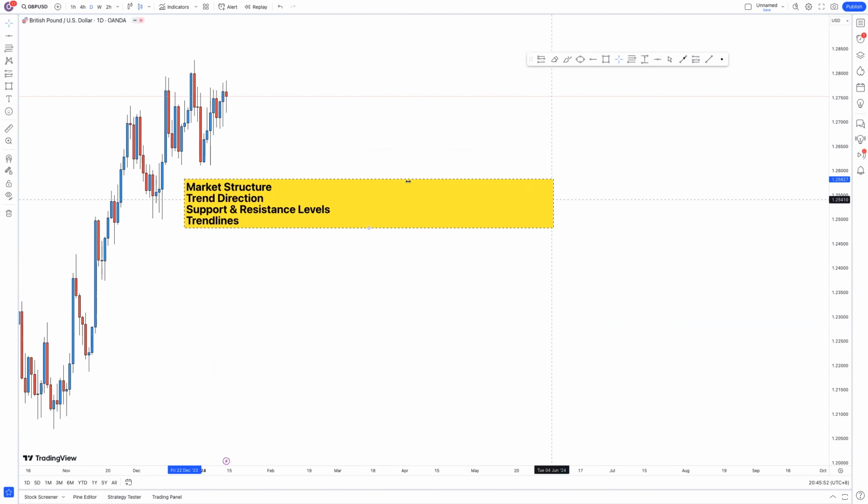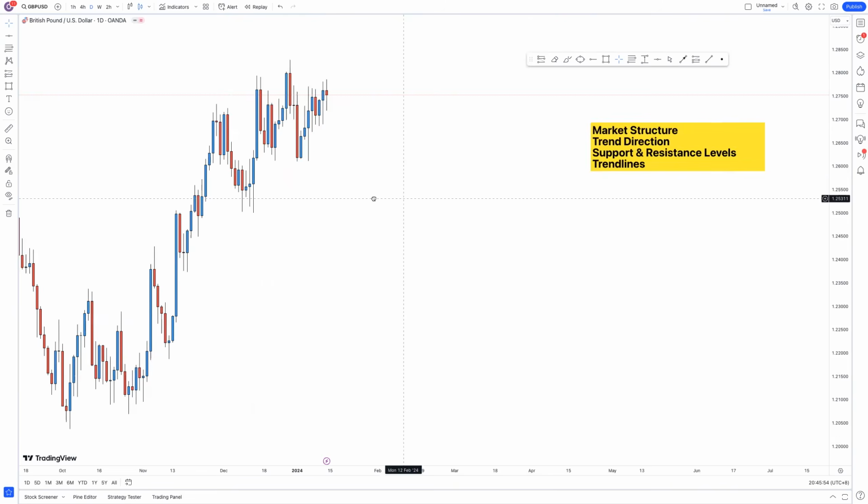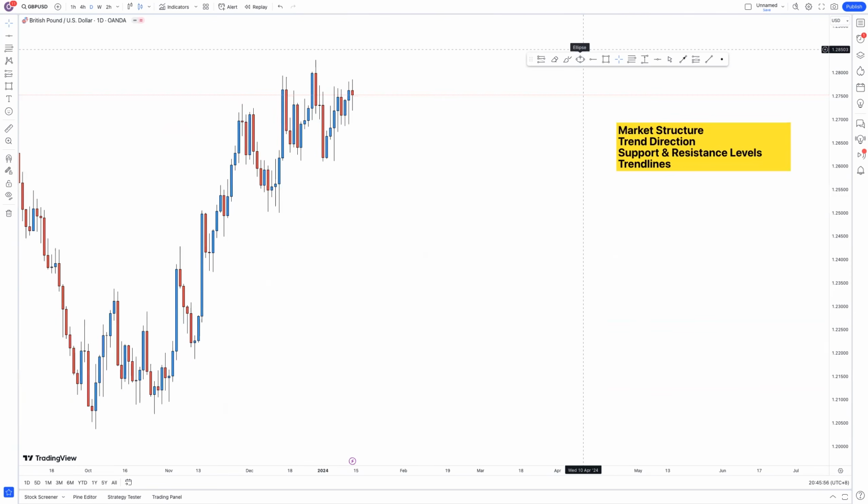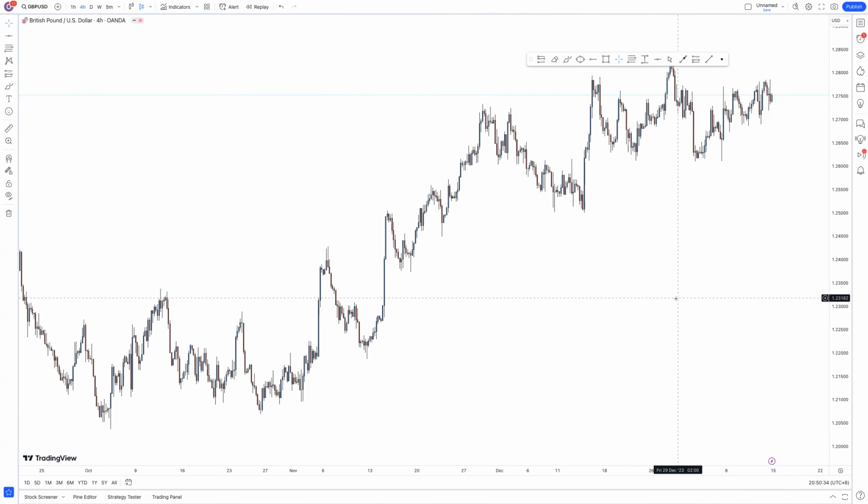So what are trend lines? So essentially, trend lines are basically lines that help us identify the trend. And if we can identify the trend, we can trade with the trend. So how do you draw a trend line?